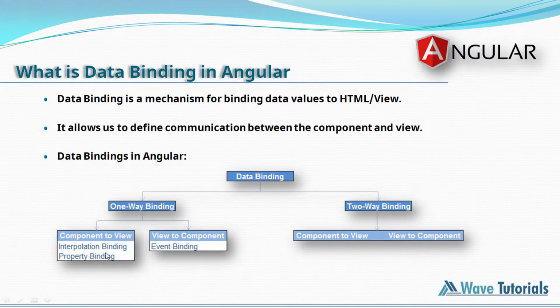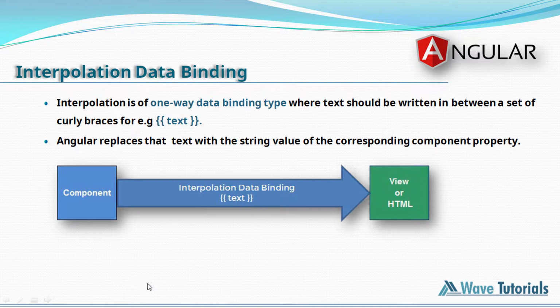So let's start with interpolation binding. Interpolation is of one-way data binding type, where text is written in between a set of curly braces like this. Angular replaces that text with the string value of the corresponding component property. So here you can see that it's a one-way data binding where data flows from component to view using interpolation, and you can move and display your data using interpolation, which is a set of curly braces.